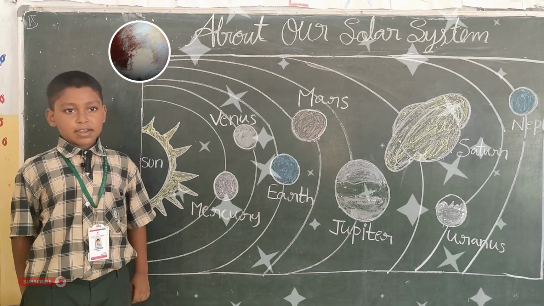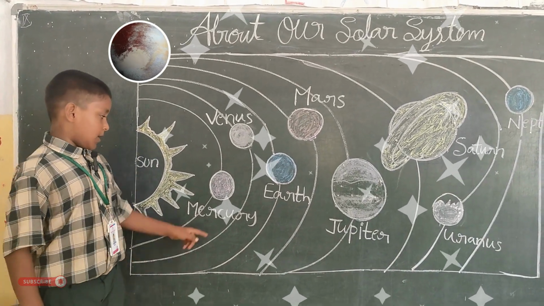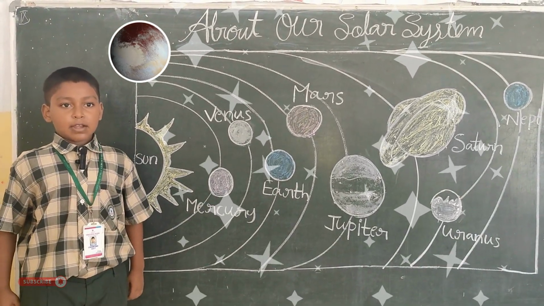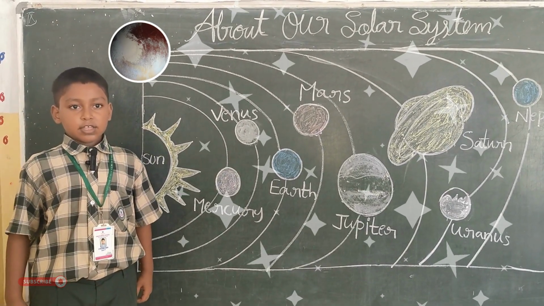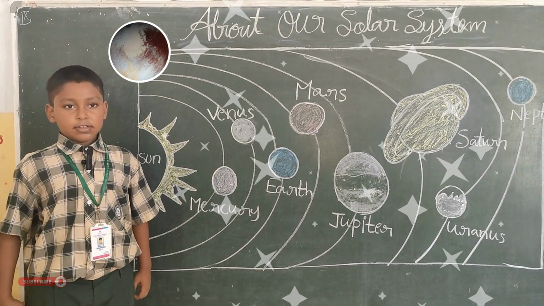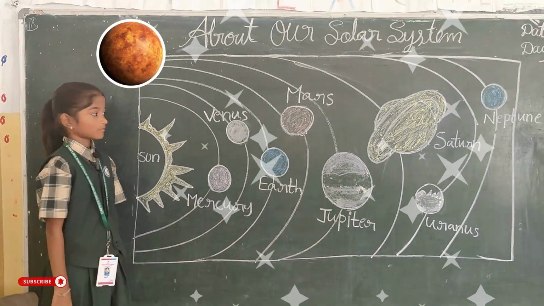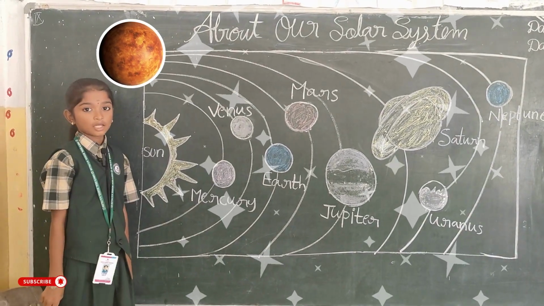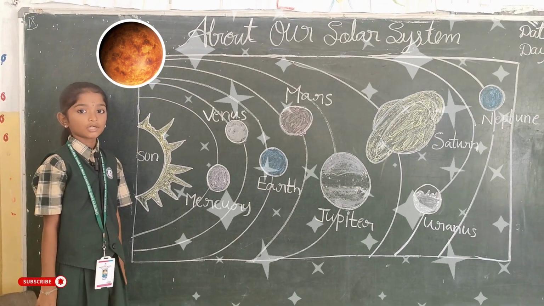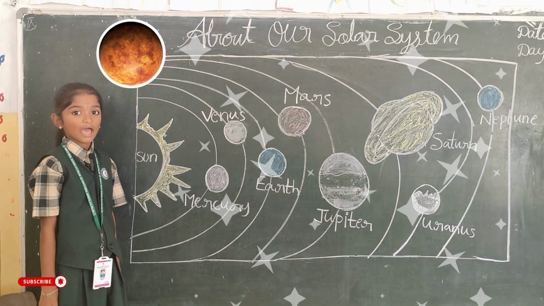Exploration of our planets. Mercury. Mercury is the planet nearest to the Sun. Therefore, it is the innermost planet of the solar system. Venus. Venus is the second planet from the Sun. It is almost as big as our Earth.